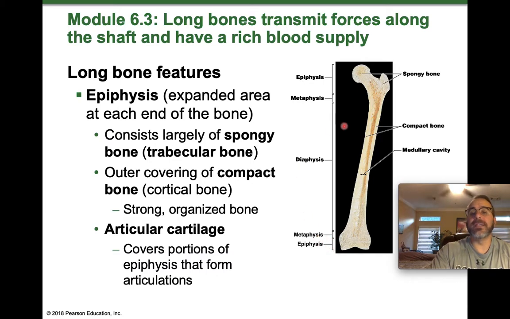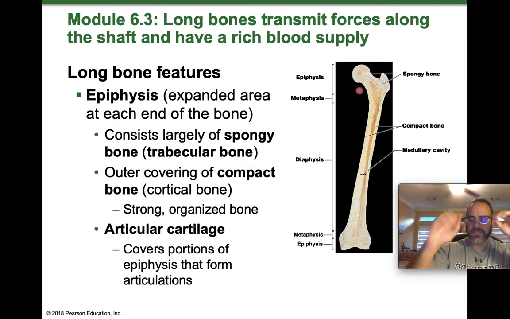Okay? It's going to consist of what we call spongy bone. It's called spongy bone because when you look at a cross-section of it, it actually looks like sponge. The fancy name is trabecular bone. The outer covering of it is going to be compact bone, and I'll talk about what the difference is between the two. Compact bone is stronger. It's more like cement. And then it's also going to have articular cartilage that covers the ends of the epiphysis because this is where joints form, and you want to have cartilage because it has a smooth surface.